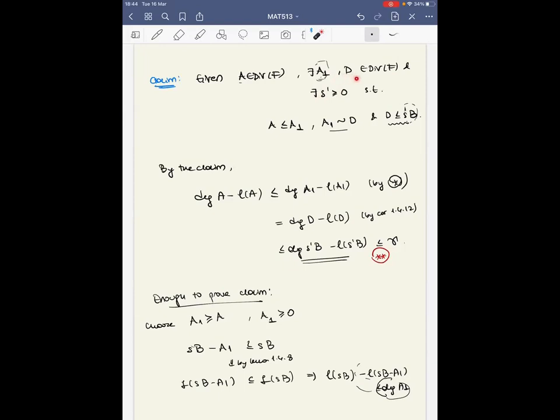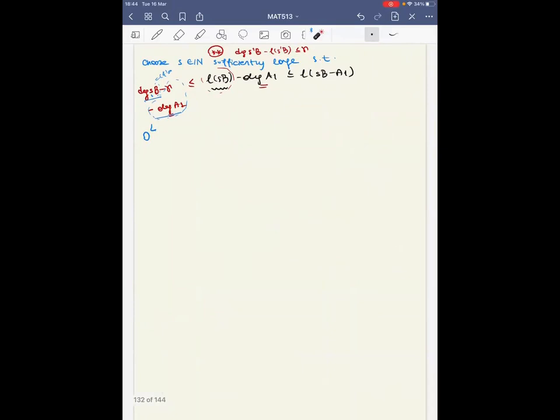And to see the existence of D, which is equivalent to A prime and less than or equal to S prime B, first, let me observe that for sufficiently large S, the dimension of L of SP minus A1 is strictly bigger than 0, so that means there exists a non-zero function inside of this Riemann-Roch space.